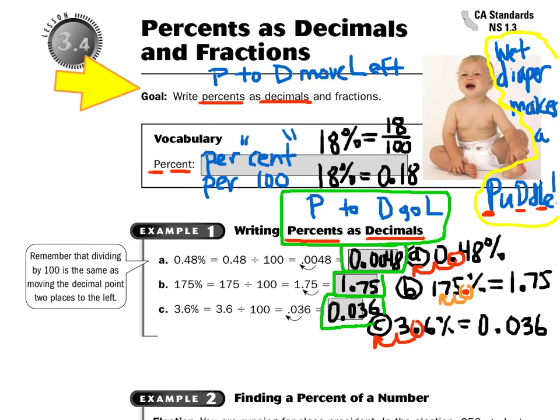Hi, you guys. Let's talk about percents and decimals as a fraction, or writing percents as decimals and as fractions. Now, it's kind of a funny thing.